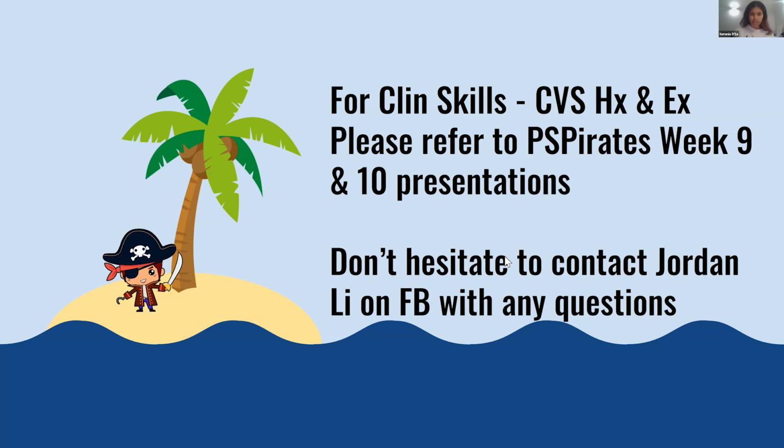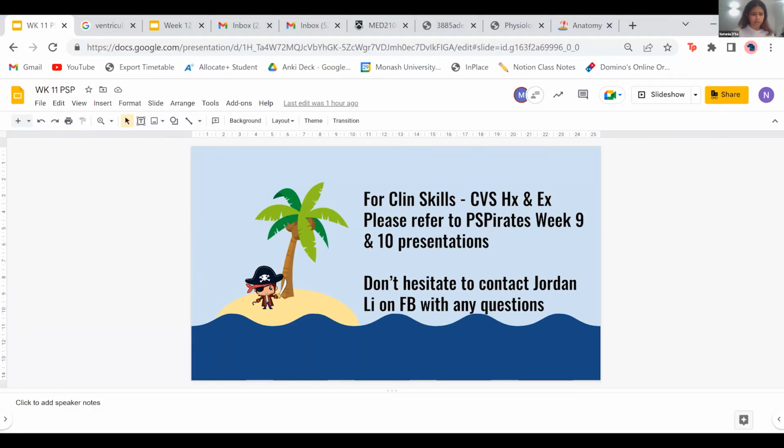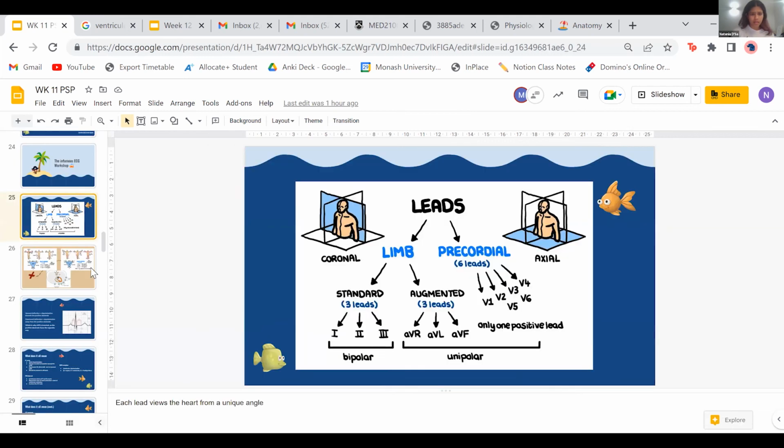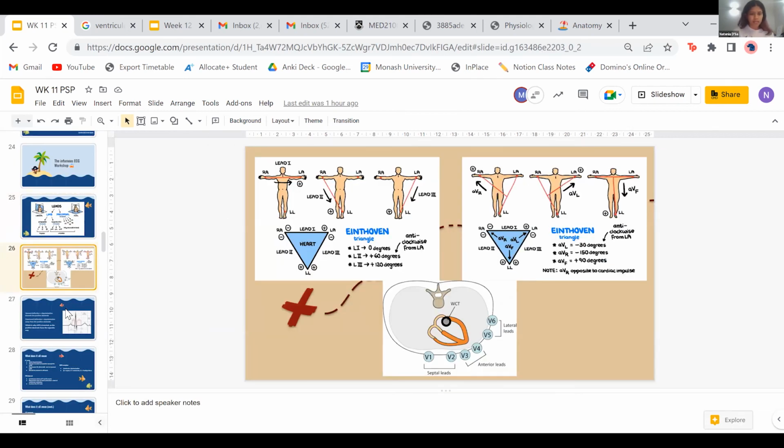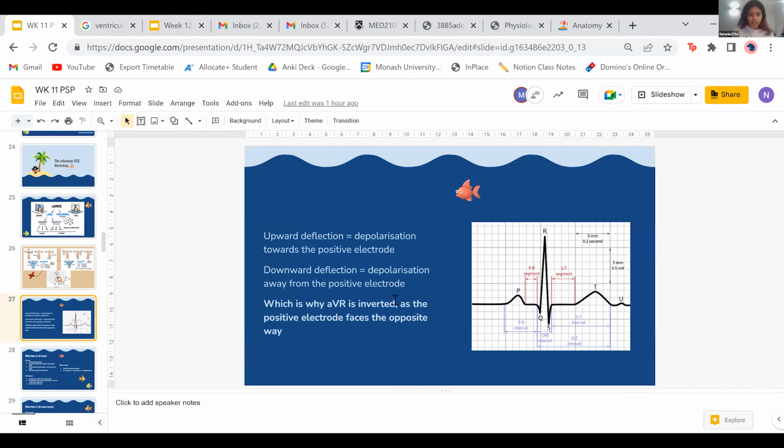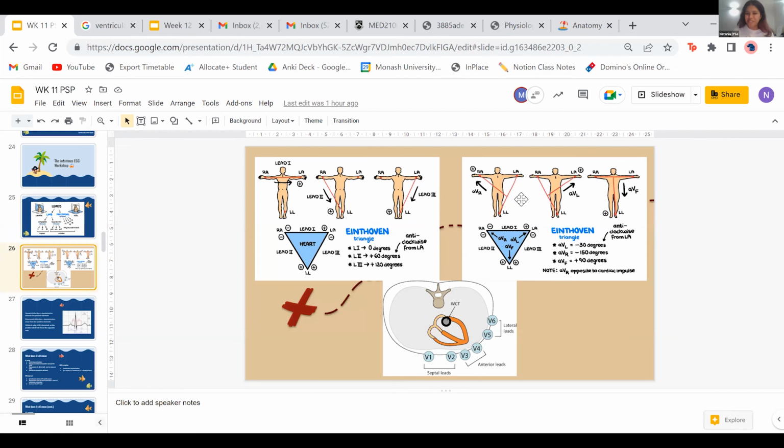Also, just super quickly, I think I said the wrong thing for one of the slides. I'll just go back to that. This one here, I just made a bit of an error. AVR is the one that's inverted because the positive electrode faces the opposite way, which I did not communicate very well. As you can see here, AVR, the positive electrode is in the opposite direction to where it would be everywhere else. AVF is still positive and shouldn't be inverted. But yeah, other than that, I think that's us all done.